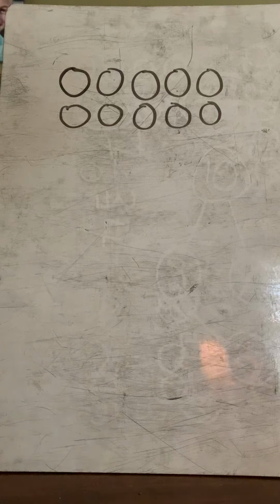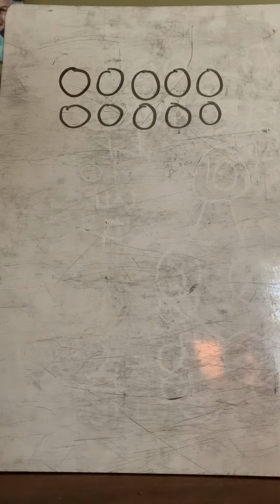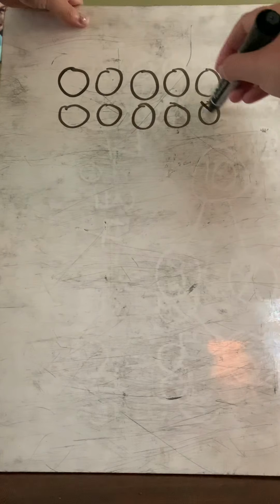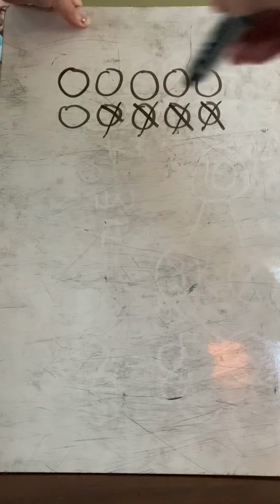Good job. Listen to the next part of the story. Here are Aubrey's 10 cars. 4 of them drove away. What should we do to 4 of those circles? Awesome. Let's X them off. 1, 2, 3, 4. Good job.